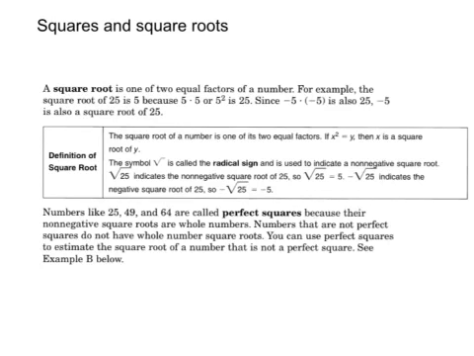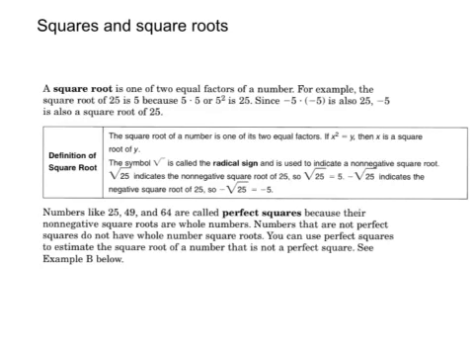Well, a square root is the exact opposite. What you're looking for is what number times itself will give you that square root number. So let's look at the definition. It says here that a square root is one of two equal factors of a number. For example, the square root of 25 is 5, because 5 times 5, or 5 squared, is 25.